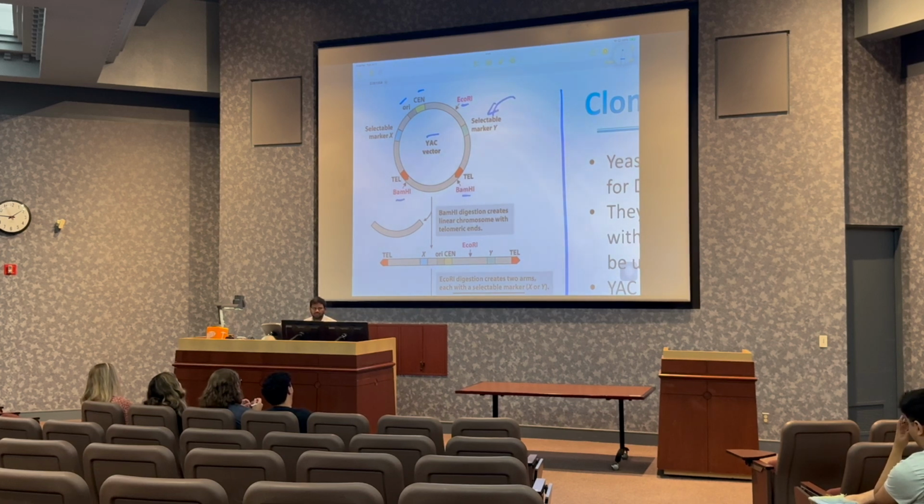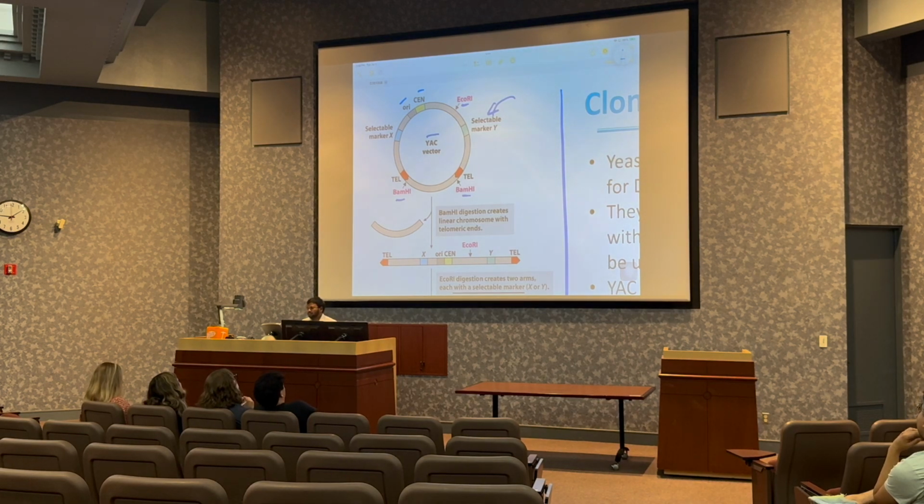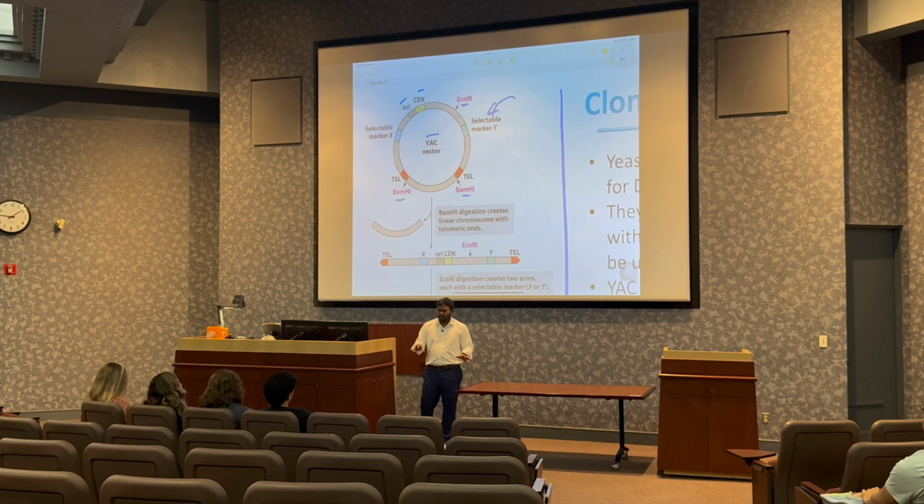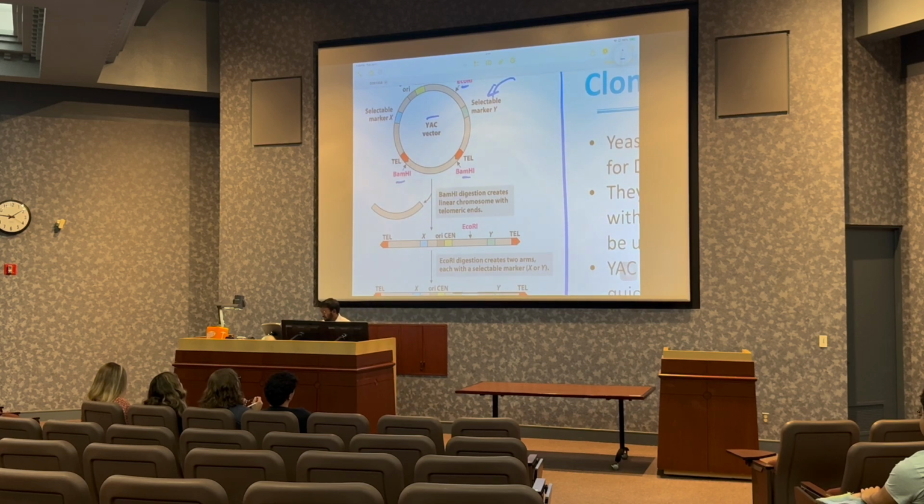I'm repeating this sentence again. Antibiotic genes are selectable markers. Why? It helps us to select between transformant and non-transformant colonies. That's why they are called selectable markers. Let's move ahead and see what will happen if we treat them with BamH1.